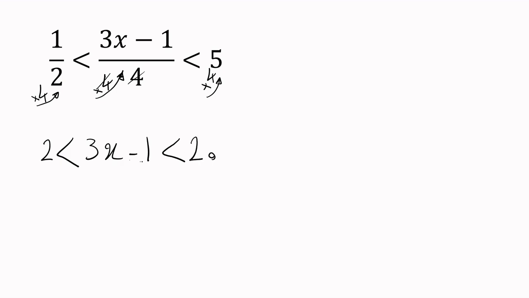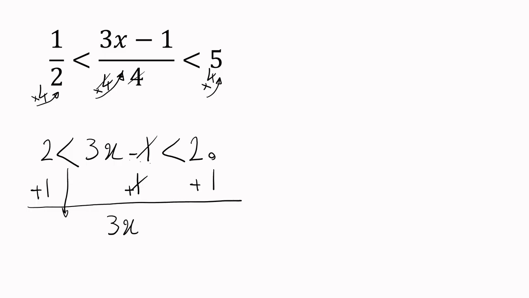Now I must eliminate this -1. How? By adding a 1 to the middle variable expression. And I'm going to do exactly the same with the other side. Every operation that I do with one side, I must do exactly the same with the other side. These two are going to cancel each other out. I'm going to have 3x in the middle. I'm going to bring it down. This is going to be 3. 2 plus 1 will be 3. I'm going to bring it down. And it's going to be 21.